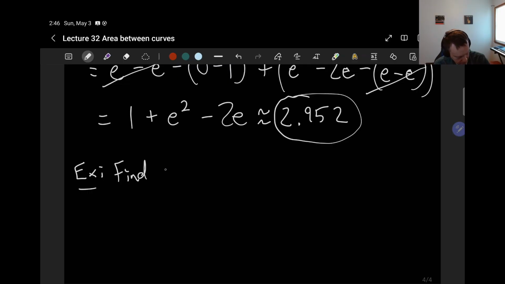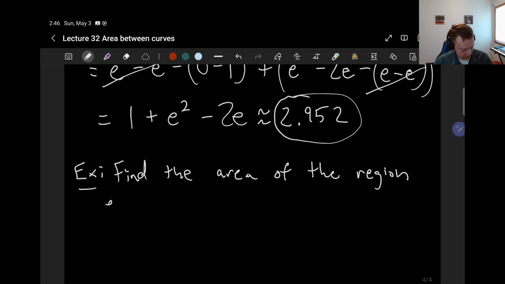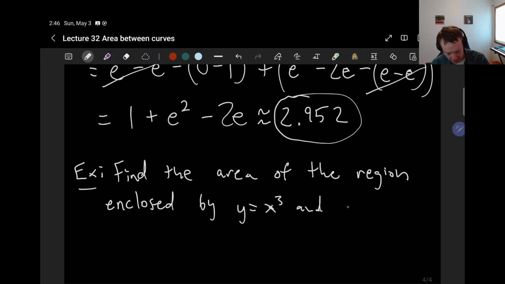Now, find the area of the region enclosed by y equals x cubed and y equals x. Okay. Well, which one is the higher one? Which one is the lower one? And the answer is that it depends. Depends on the picture.